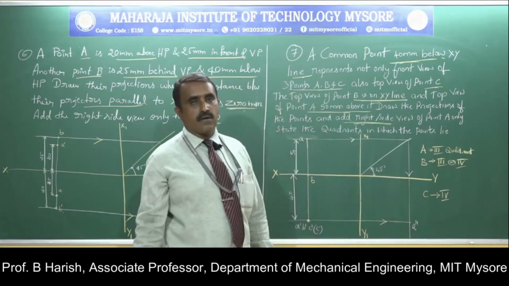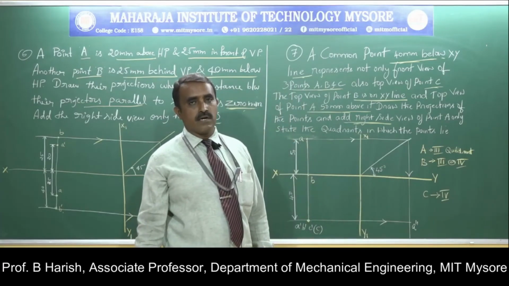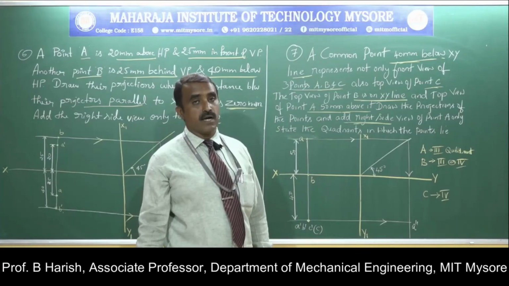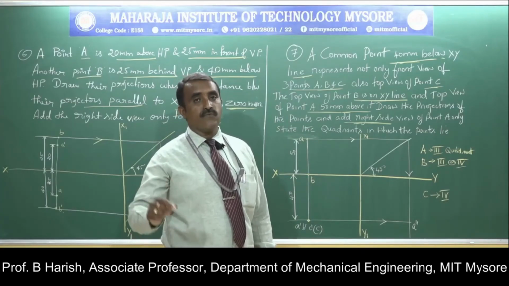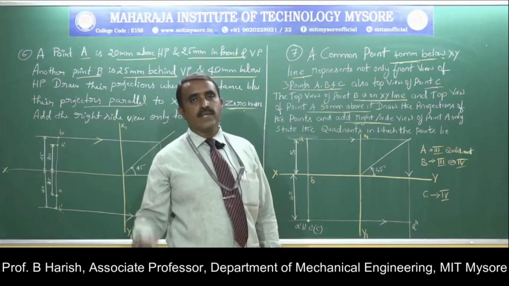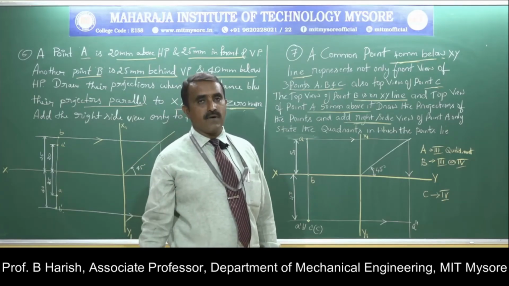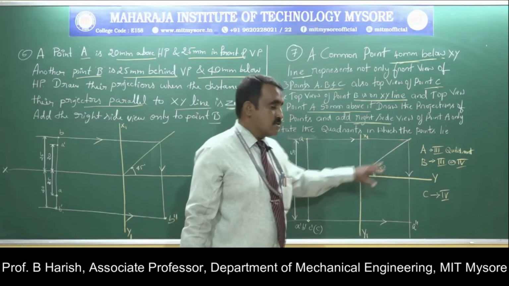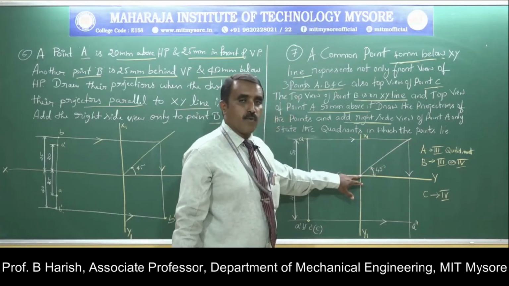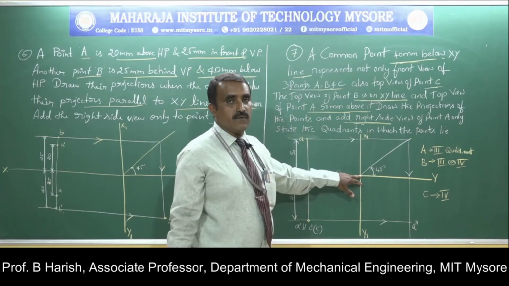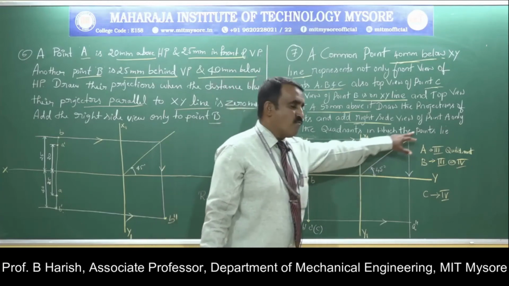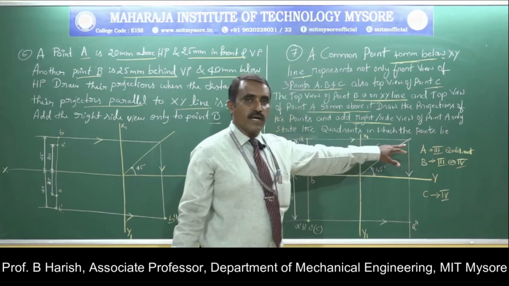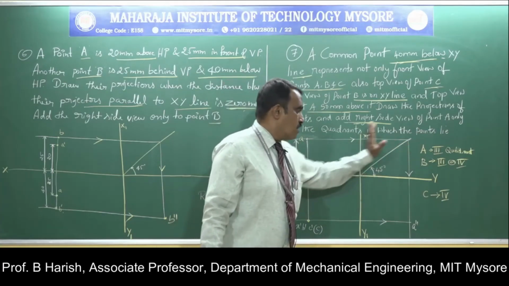Whenever you draw the profile view for a point in the third quadrant, you should draw a 45-degree line from the intersection of the xy and x1y1 lines into the vacant plane. That is what is done here. This is the intersection point of the xy and x1y1 lines, and from here you draw the 45-degree line in this vacant plane.